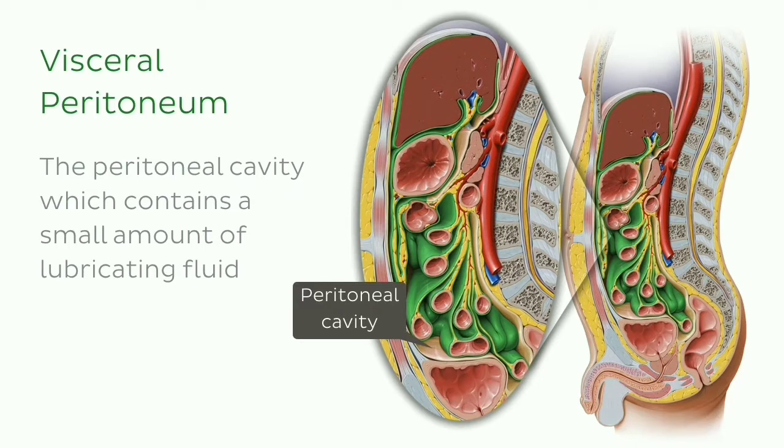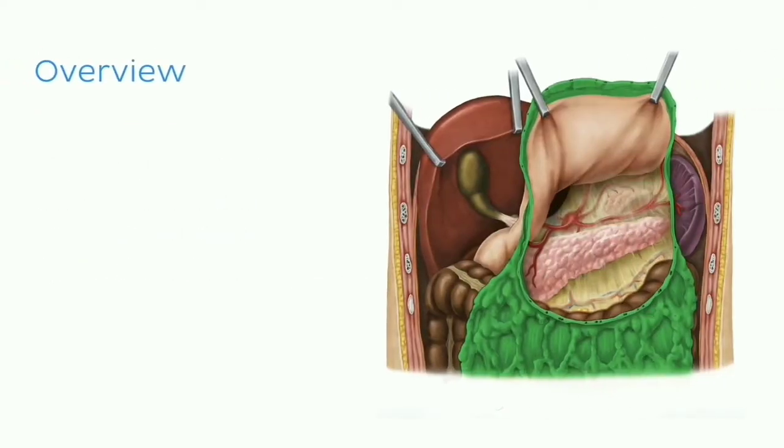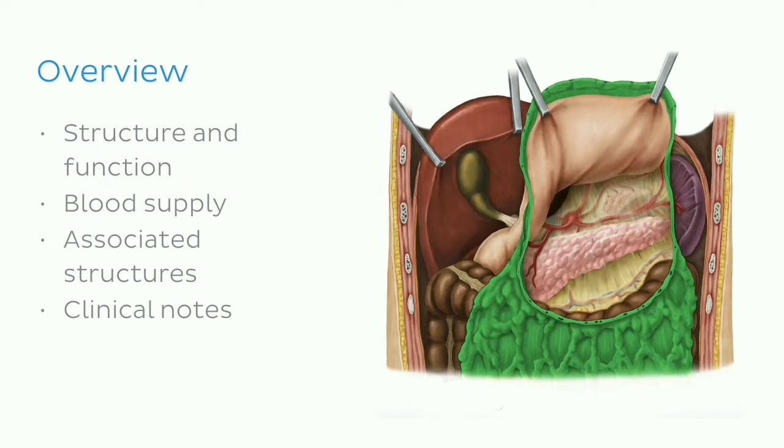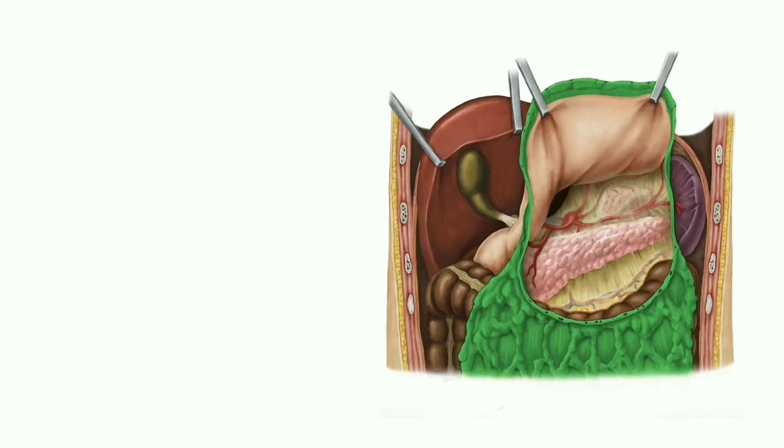Now that we've oriented ourselves and I've provided some background information, let me give you a quick overview of what we're going to be talking about in today's tutorial. We'll start with the structure and function of the greater omentum, followed by the blood supply, and then we'll go on to look at some associated structures. And finally, we'll conclude our tutorial with some clinical notes relating to the greater omentum. So let's begin by talking about the structure of the greater omentum.